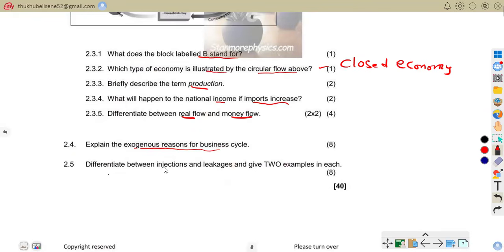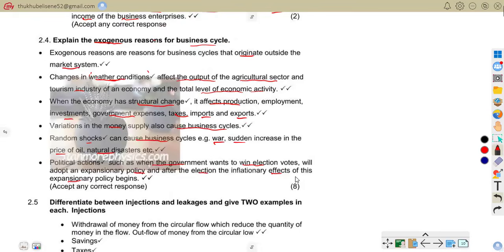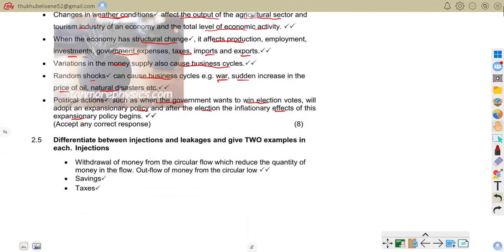2.5 says differentiate between injections and leakages and give two examples in each. So let us quickly attend to 2.5. So here we are on 2.5 answers. As it says, differentiate between injections and leakages, and you have to give two examples each. So let us first start by leakages.